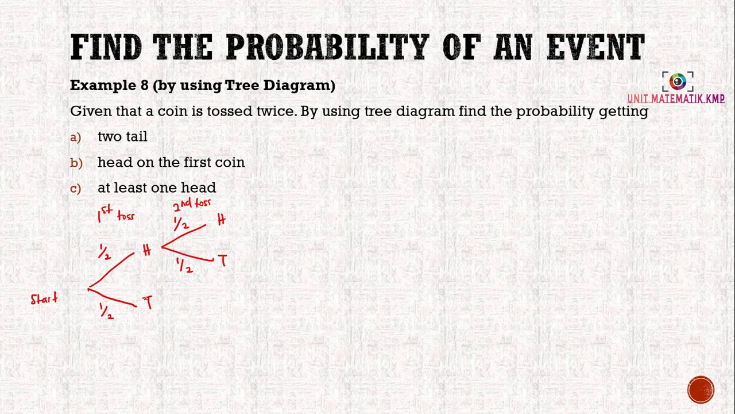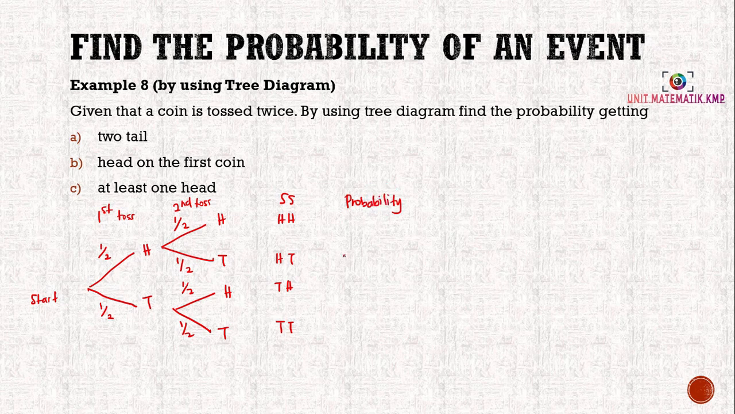So if we have tail on the first toss, on the second toss we can have head or tail. So 1 over 2, 1 over 2. So the probability we write it on the branch. Okay. And then apa yang kita kena lengkapkan lagi adalah dia punya sample point, which is HH, HT, TH or TT. So this is our result, our outcome. And then the probability.